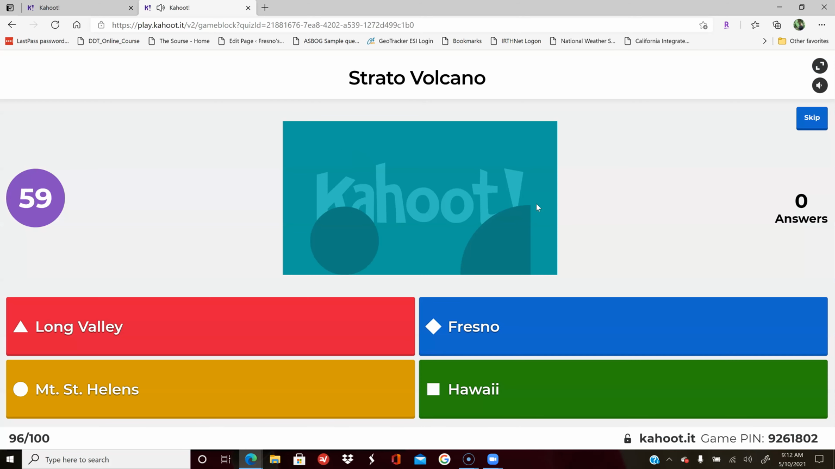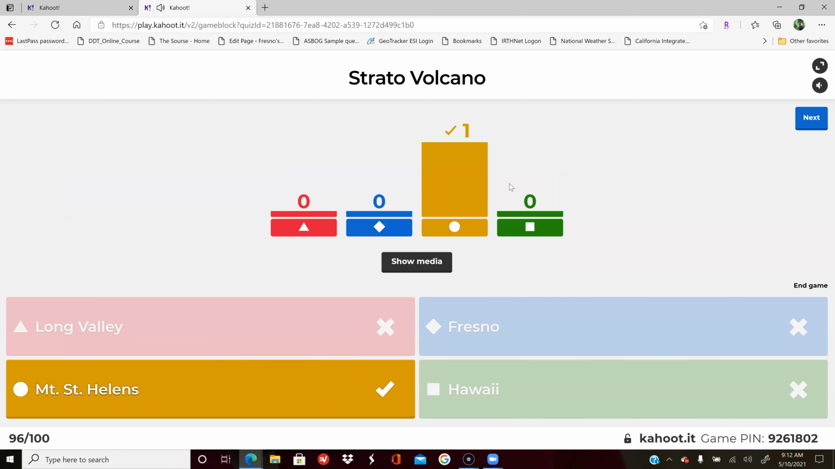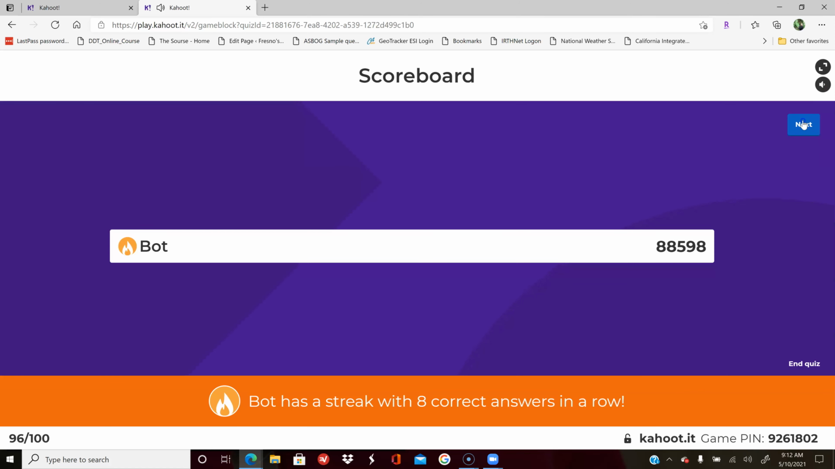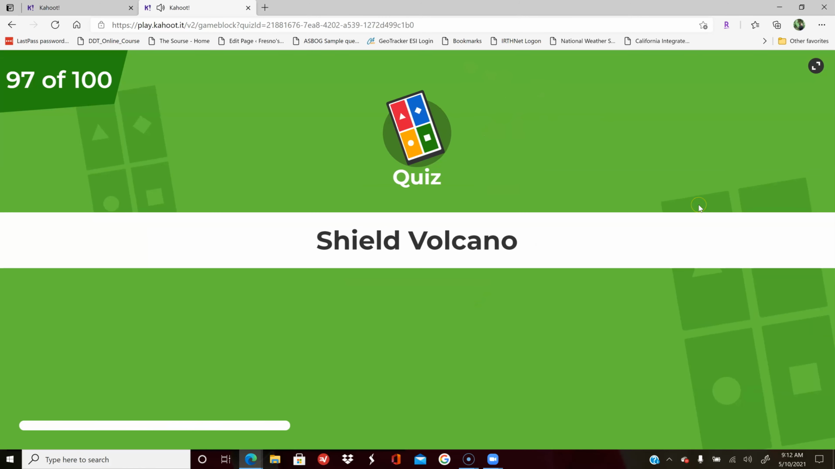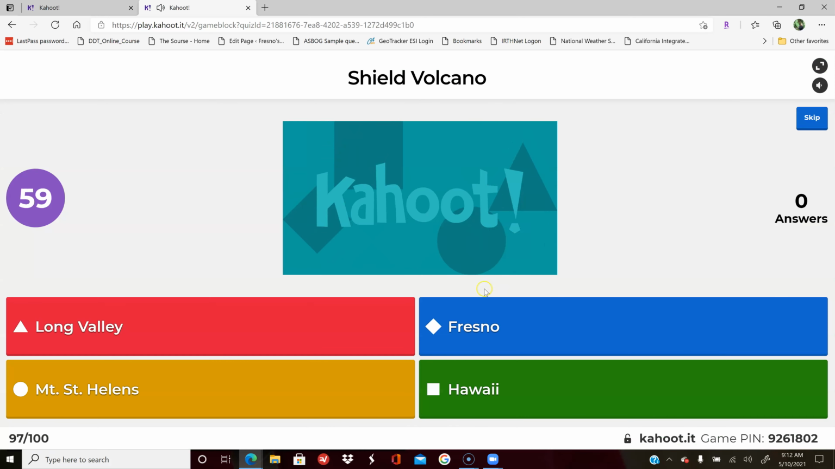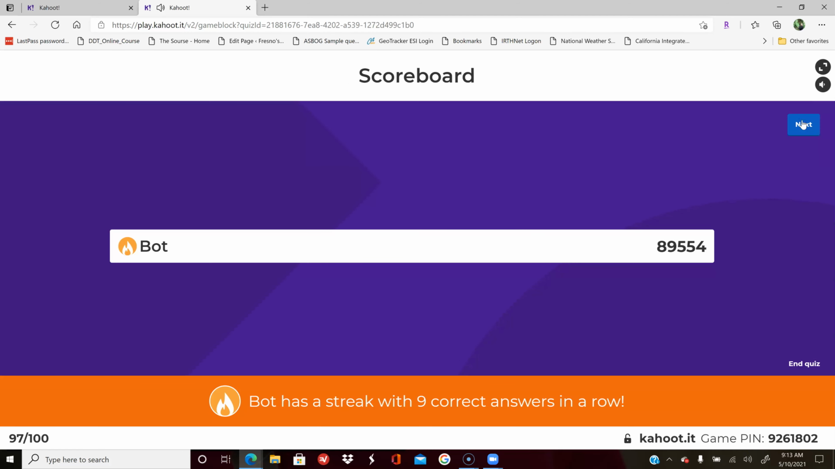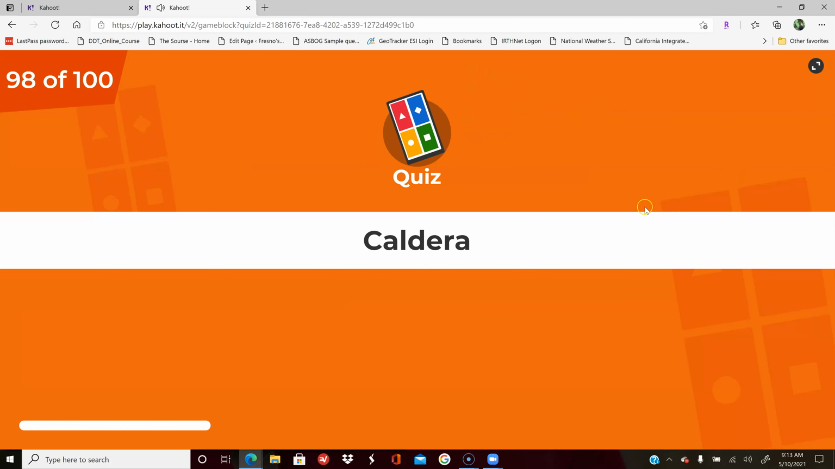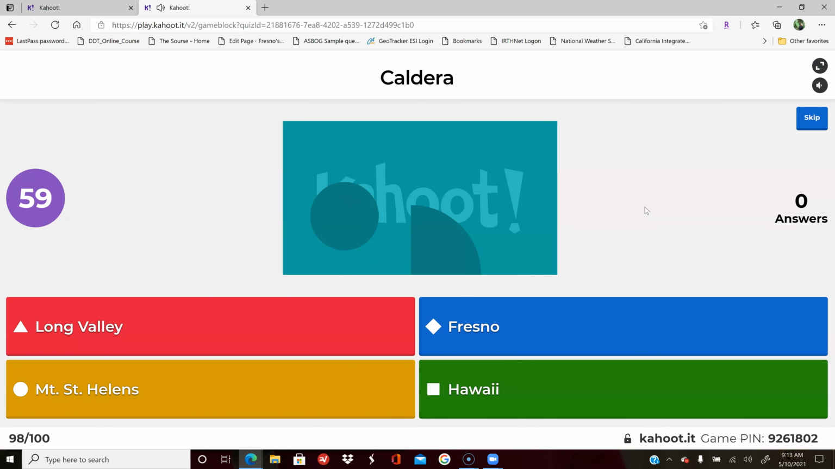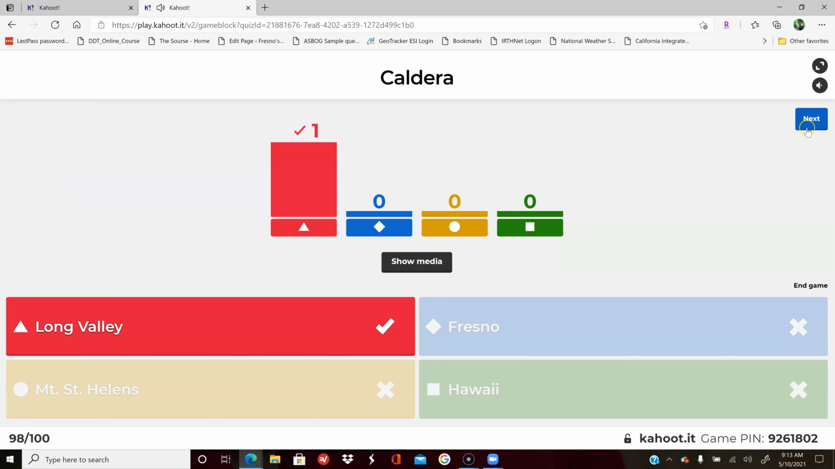Stratovolcano is found where? Is that Long Valley, Fresno, Mount St. Helens, or Hawaii? And Mount St. Helens is a stratovolcano. Shield volcano. It says Long Valley, Fresno, Mount St. Helens, or Hawaii. Maybe Hawaii is a shield volcano. Caldera. Is this Long Valley, Fresno, Mount St. Helens, or Hawaii? Long Valley caldera.